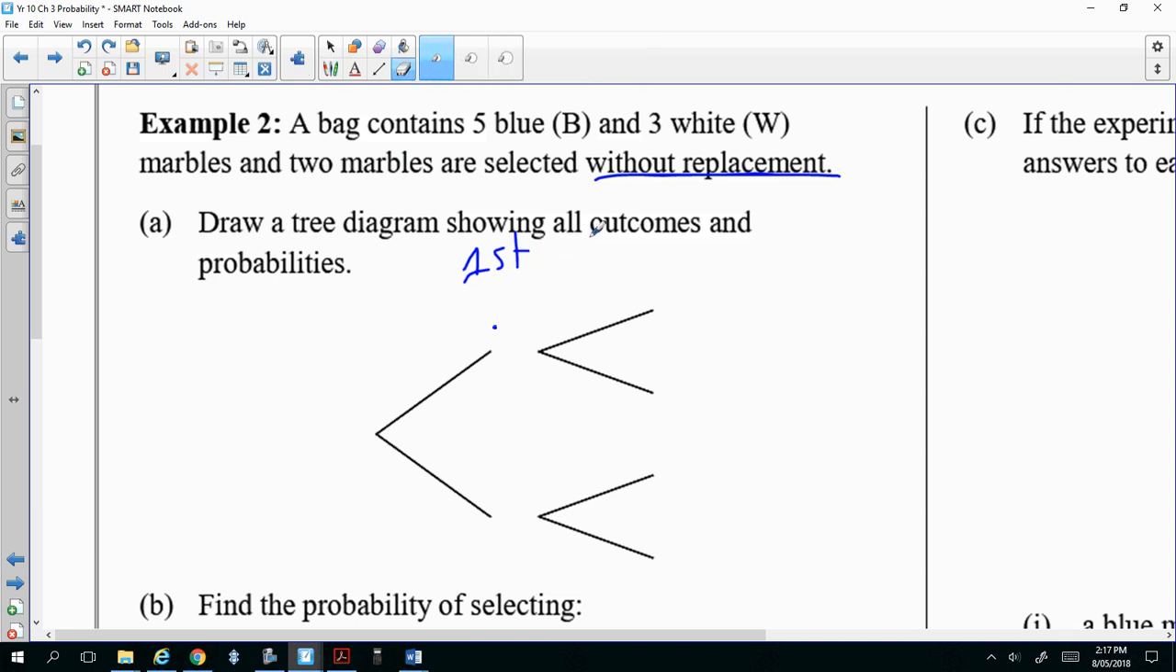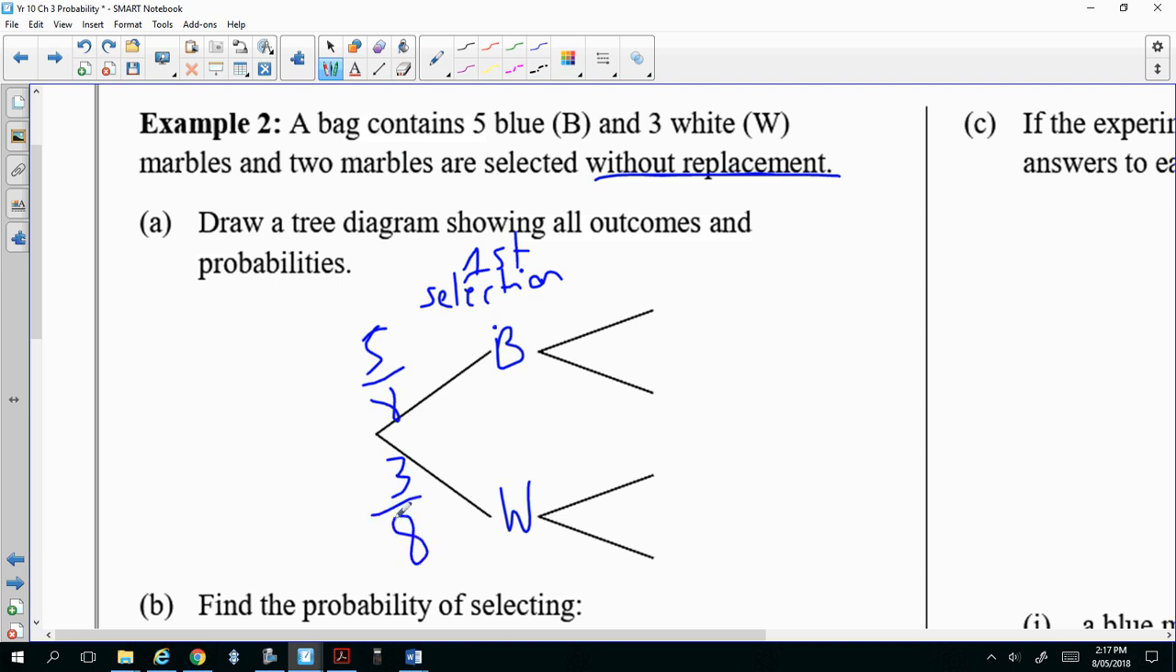Selection can be either blue or white. But this time it's not half and half. It's 5 out of 8 for blue, 3 out of 8 for white, because 5 plus 3 equals 8. So you write down 5 out of 8 and 3 out of 8, respectively.